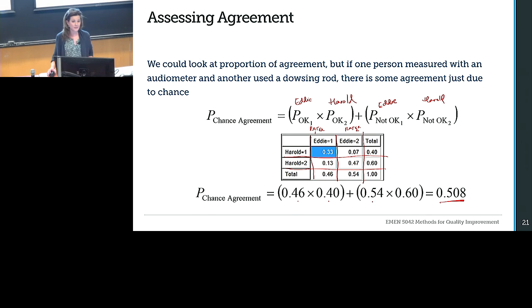But if you wanted to do it in Excel, that's how you would do it: you would look at this, this will be your proportion agreement. Just add those two up.